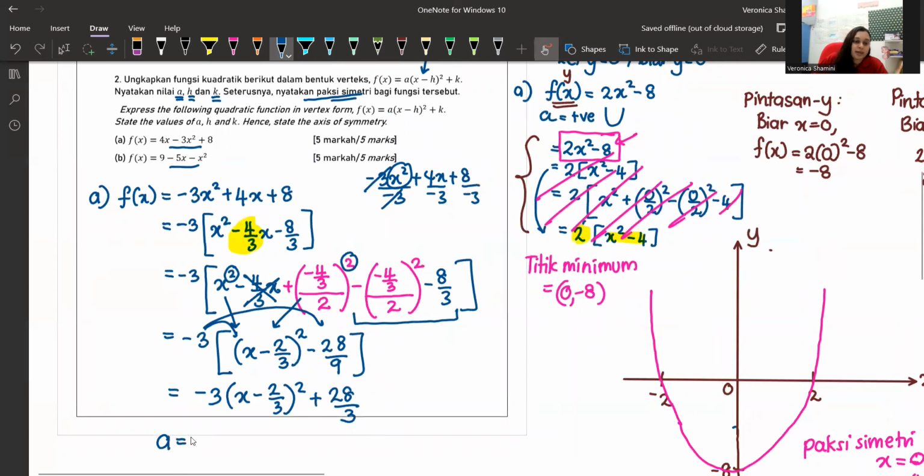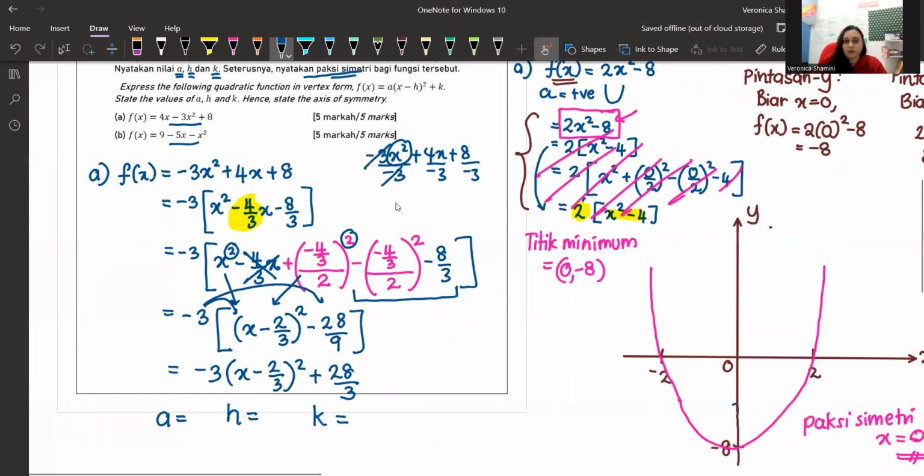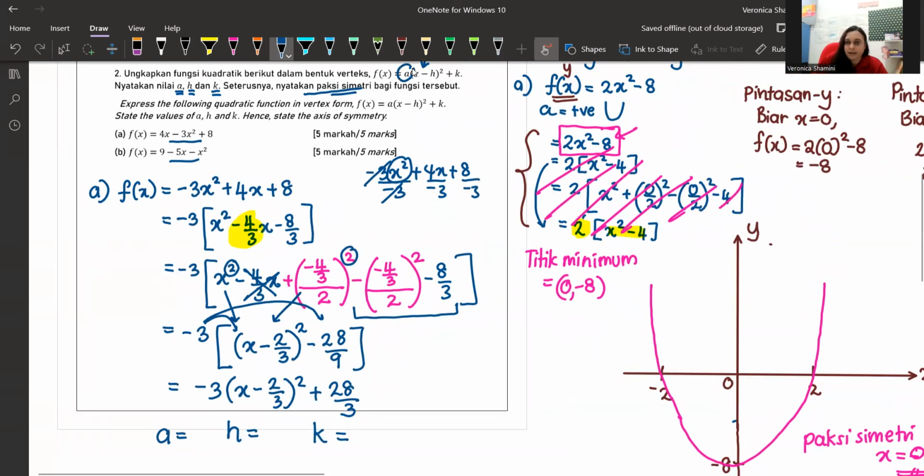Now you have to write what is your A, what is the H, what is the K. Look at this. A is the front one, kan, yang depan. So A saya negative 3. What is my H? You see here, this is negative H. Teacher's one also negative, isn't it? Negative H equals negative 2 over 3. So negative, you cancel. So H is 2/3 sahaja. K, the behind one, compare with this. Yang belakang ni 28 over 3 lah. So far, so good. Settle everything.